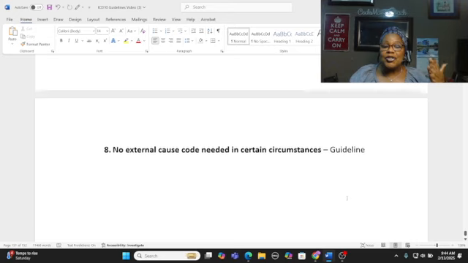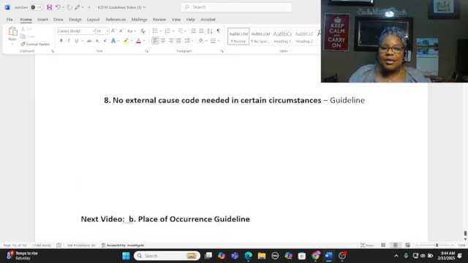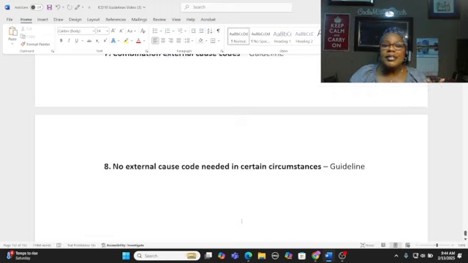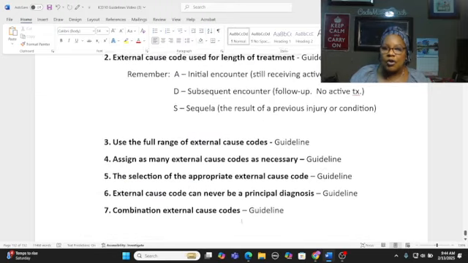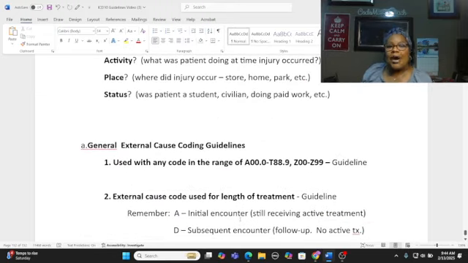So again, external cause coding. Next week will be on place of occurrence. But ultimately, just remember, external cause coding is describing what occurred to cause this injury. It is state mandated, not federal. However, some third-party payers do require external cause coding.